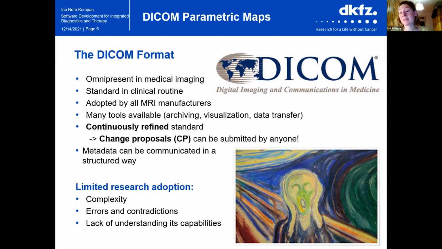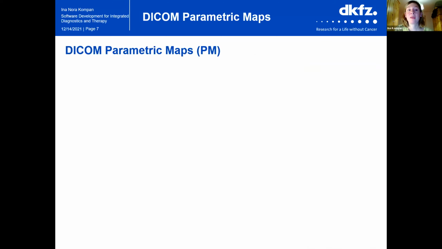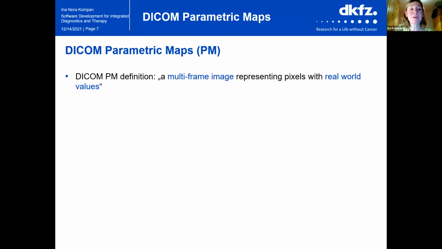understanding its capabilities. And I would like to show you now DICOM parametric maps, which have, I think, a great potential in the research context. The DICOM parametric map is formally defined as a multi-frame image representing pixels with real-world values.